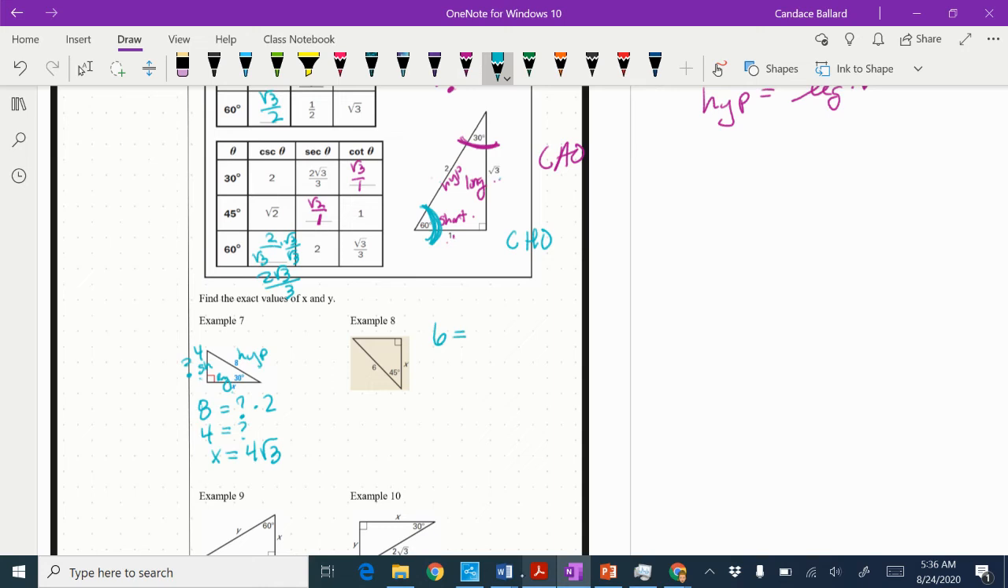In a 45, 45, 90, I know that the hypotenuse, 6, equals the leg, x, times square root of 2. So I'm going to move the square root of 2 over by dividing. And again, the textbook or the problems are probably not going to like it unrationalized. So I'm going to go ahead and rationalize. So I got 6 square root of 2 over 2. They will also probably simplify the fraction, so they would say that that is 3 square root of 2 equals x.